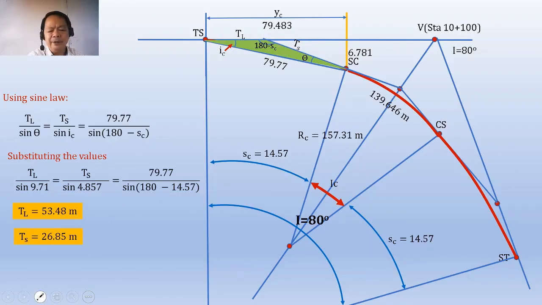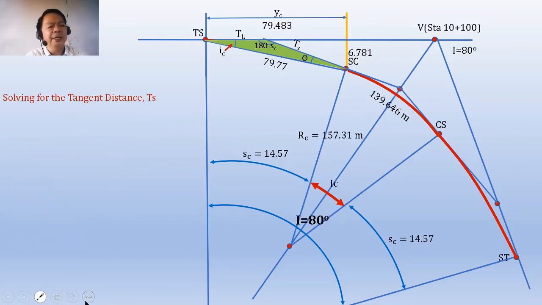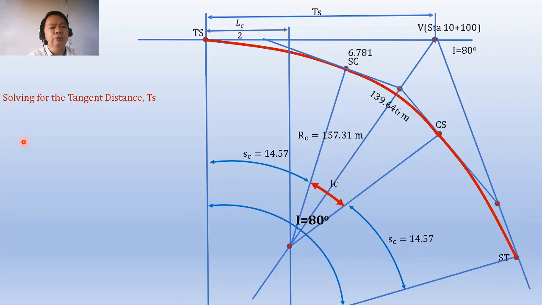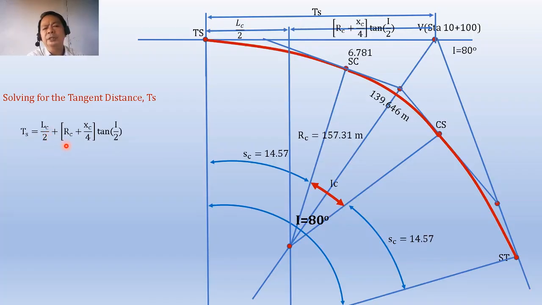And then finally, from here, we can solve for the tangent distance. Ano ba yung tangent distance? Mula dito sa TS hanggang sa vertex. And we have the formula for the tangent distance. Ipakita natin yung tangent distance. Yan, mula dyan, ito yung ating tangent. And this is computed by considering this distance which is equal to L sub C over 2, and this distance will be equal to R sub C plus X sub C over 4 times tangent of I over 2. Hence, our tangent distance, by copying that relationship in the figure, is L sub C over 2 plus the quantity R sub C plus X sub C over 4 times tangent of I over 2.